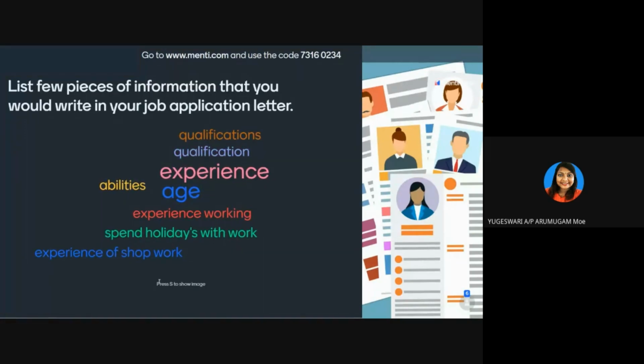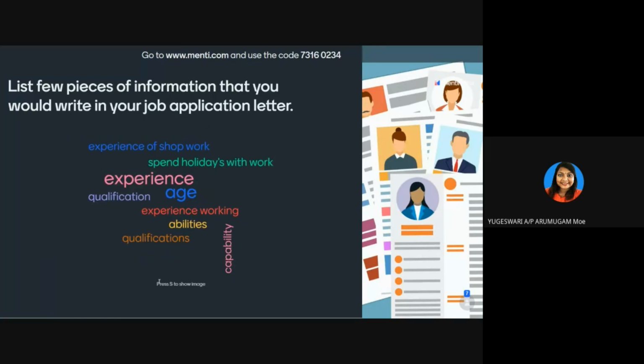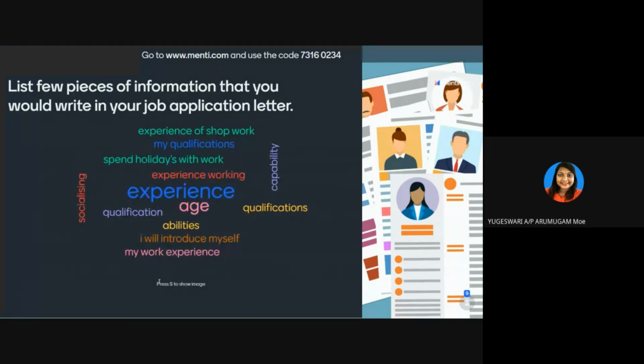Imagine after your SPM, you're going to apply for a job. So you need to write a letter, and let's say they ask you to write in English. So what are the things that you think, I need to put this, I need to impress my boss, my future boss? So what are the things? Guys, whatever you are writing there is coming up here. It's very interesting.